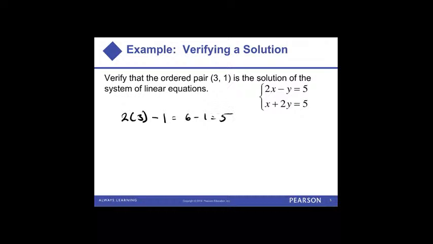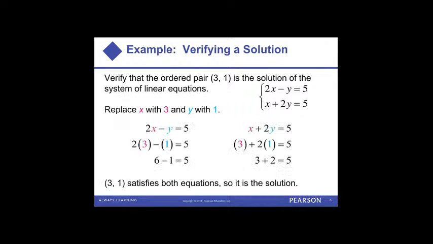Then we have 3 plus 2 times 1, which is 3 plus 2, equals 5. That one too checks out. So we've confirmed that the ordered pair (3, 1) is the solution to the system. And here's a typed version of what we just did.